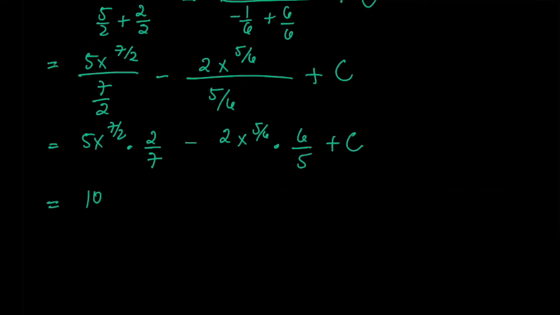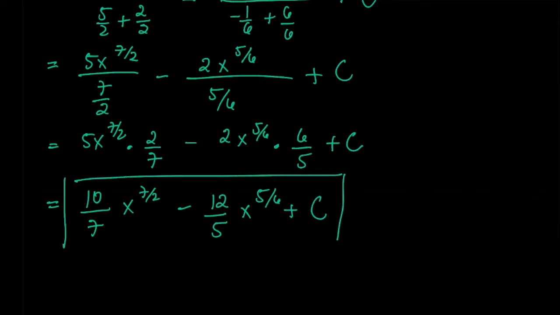So 2 times 5 is 10 over 7, x raised to 7 halves, minus 2 times 6 is 12 over 5, x raised to 5 over 6, plus c. And this is now our final answer.